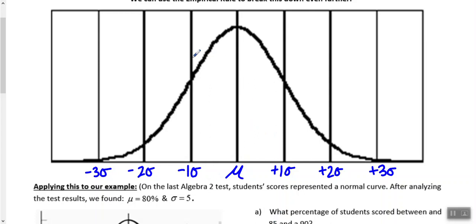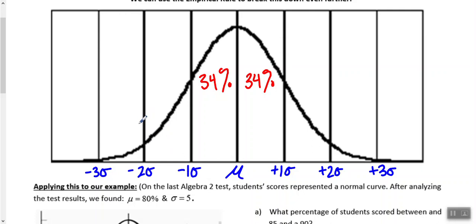Now, don't write this part down because I'm going to end up erasing it. But we learned from -1 to +1 was 68%. But I just want to know what the mean to +1 is. So what I'm going to do is take 68 and divide it in 2. So 68 divided by 2, I will get 34, which means each of these sections are worth 34%, because I can still go from -1 to +1 and get 68.